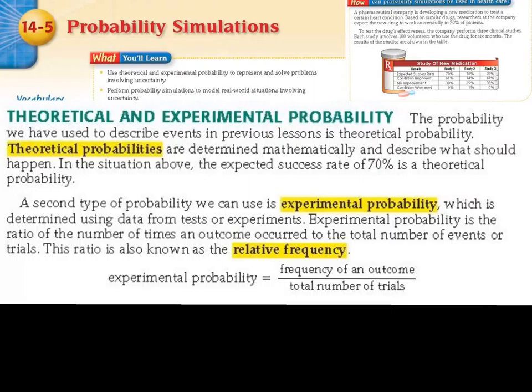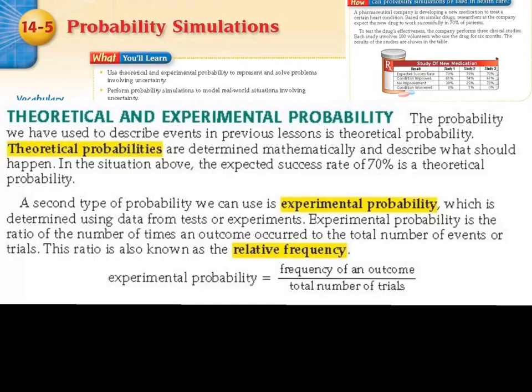The probability we have used to describe events in previous lessons is theoretical probability. Theoretical probabilities are determined mathematically and describe what should happen. In the situation above, the expected success rate of 70% is the theoretical probability.